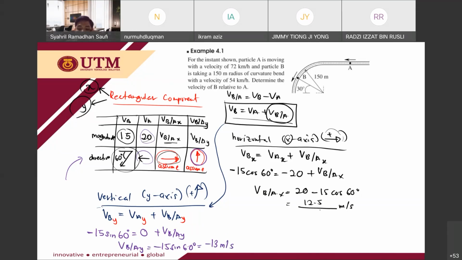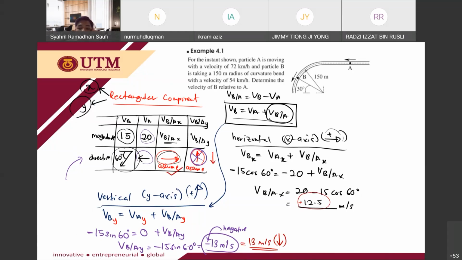So you may notice here that for VBAY, you obtain a negative value, meaning that the assumption that you made here is wrong. So the correct direction of VBAY is actually downward. So here it is 13 meters per second downward. And for VBAX, you obtain a positive magnitude, meaning that the assumption that you made here is correct.